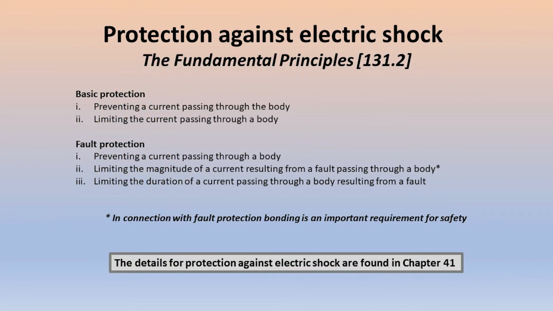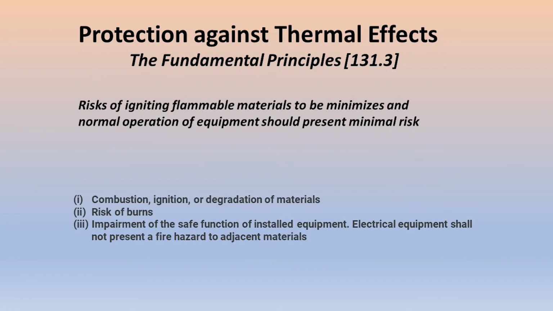The fundamental principles state that there are two ways of getting an electric shock. One is not having basic protection against touching a live part. Two main ways of giving basic protection are insulation and the use of enclosures. Fault protection is when a metal part of the electrical system becomes live due to a fault, and as well as preventing a current passing through the body, we can also limit the magnitude by the use of bonding and limit the duration of the fault by using earthing.